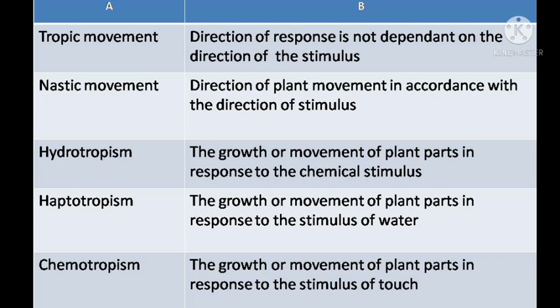Hydrotropism. The growth or movement of plant parts in response to the chemical stimulus. Haptotropism. The growth or movement of plant parts in response to the stimulus of water. Chemotropism. The growth or movement of plant parts in response to the stimulus of touch. Hope you are finished. Now let's check the answers.